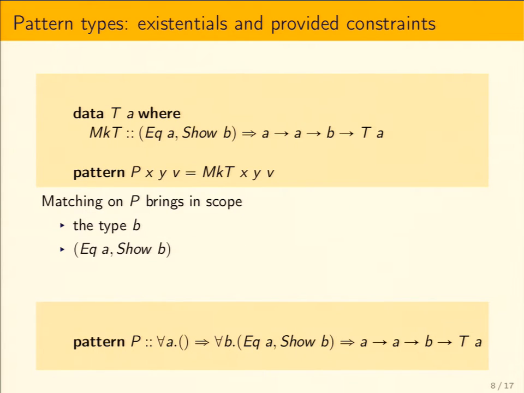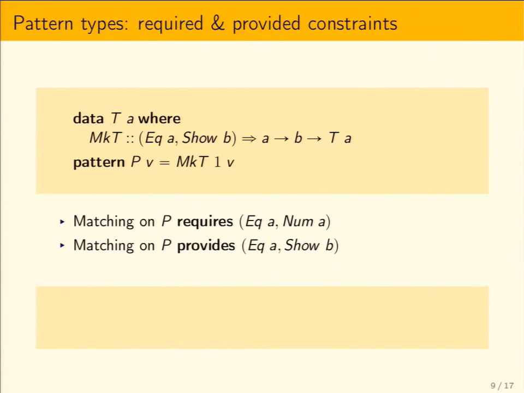So here, what we see is that in this case, we have a universally bound type variable, and we have an existentially bound type variable, and we have some context which is provided by this pattern synonym. The syntax that you can see here shows both the required and the provided constraints with the usual double arrows separating the two, and then the rest uses the function type syntax for the arguments and the scrutinee type. Of course, you can have required and provided contexts at the same time.